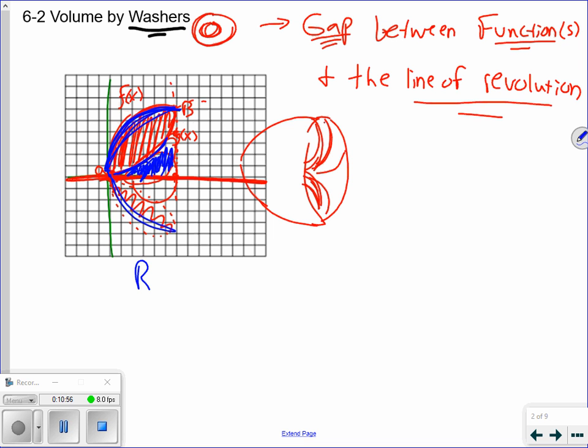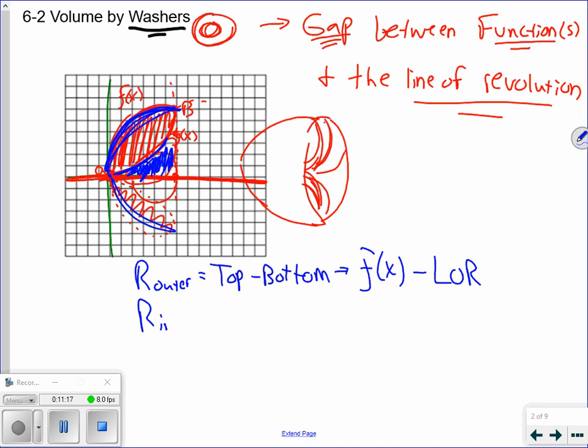One with a radius of the outer function, which would be top minus bottom, or in this particular example, this would be the big equation f of x, the one farthest away from the line of revolution, minus the line of revolution. Okay? And the radius of my inner function, that I'm also going to need to know, is going to be the top minus the bottom of my closer equation to the line of revolution. Okay.